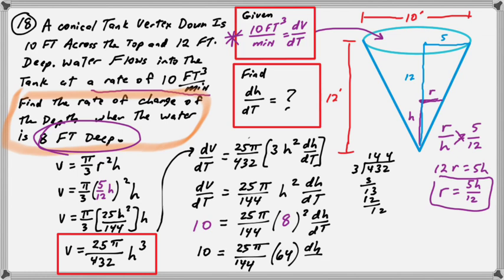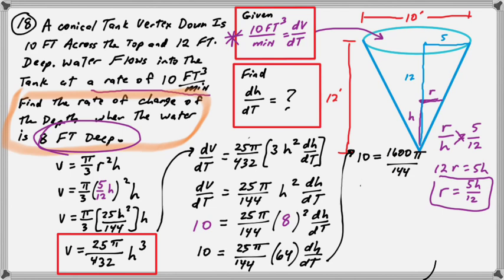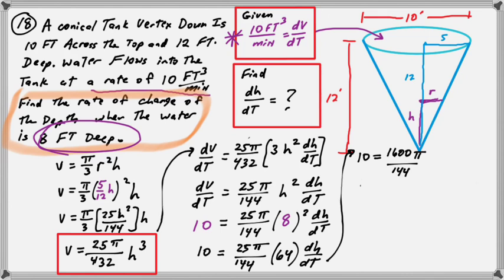Does 64 divide into 144 somehow? Or does this simplify? It must simplify, so let me give a little room. And let's come back up here. 10 equals, what would that be, 1600 pi over 144 times dh/dt. Let me check my arithmetic again.